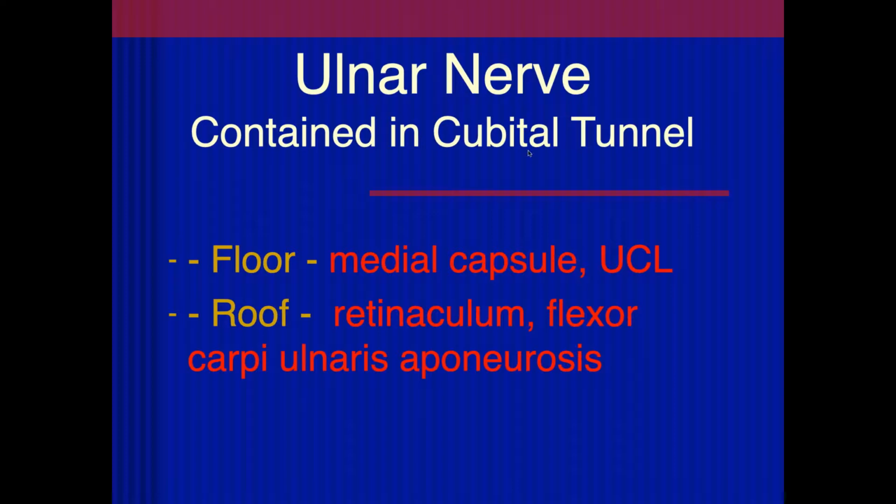At the level of the elbow, it's really contained in the cubital tunnel. The floor of the cubital tunnel is the medial capsule and the ulnar collateral ligament. The roof is the retinaculum, the flexor carpi ulnaris aponeurosis.